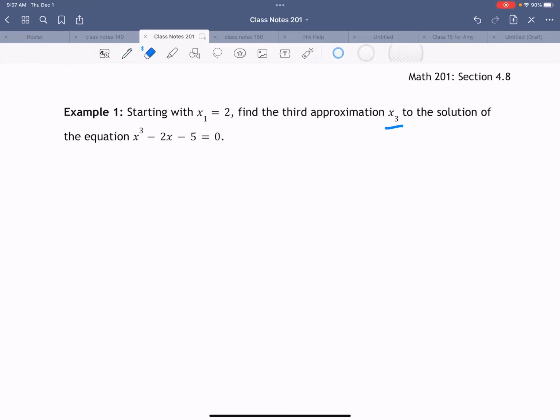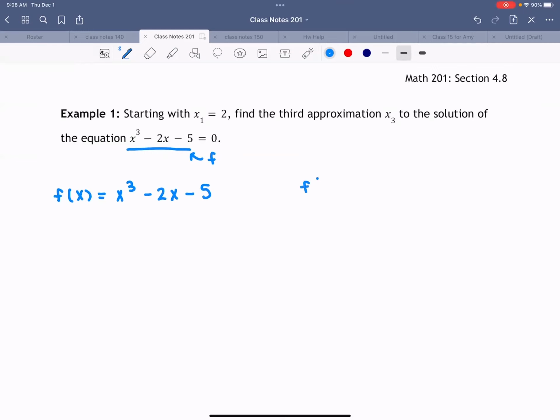Okay. Well, we want to find the roots of this equation here. So why don't I make f equal to the left-hand side of this equation, because that's what I want to find the root of, okay? So I'm going to make f of x equal to x cubed minus 2x minus 5, okay? And Newton's method involves a derivative, right? So maybe I should find the derivative of this function as well. What is the derivative of f?